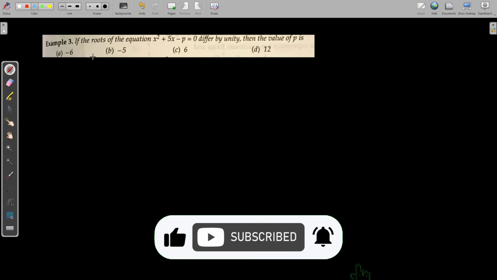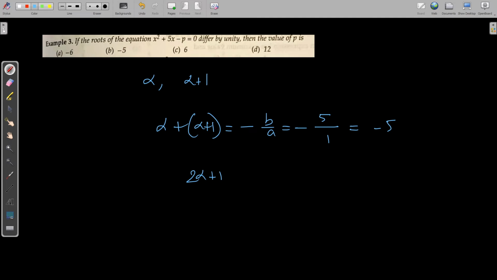In this question it is given: if the roots of the quadratic equation x² + 5x - p = 0 differ by unity, then find the value of p. Let's assume the roots are alpha and alpha + 1. If we take the sum of the roots, what do we get? The sum of the roots we already know is -b/a. Here b is 5 and a is 1. So 2 alpha + 1 = -5, so 2 alpha = -6, alpha = -3.